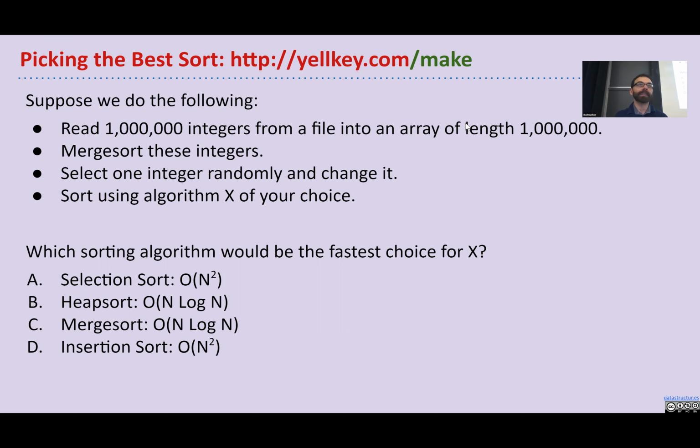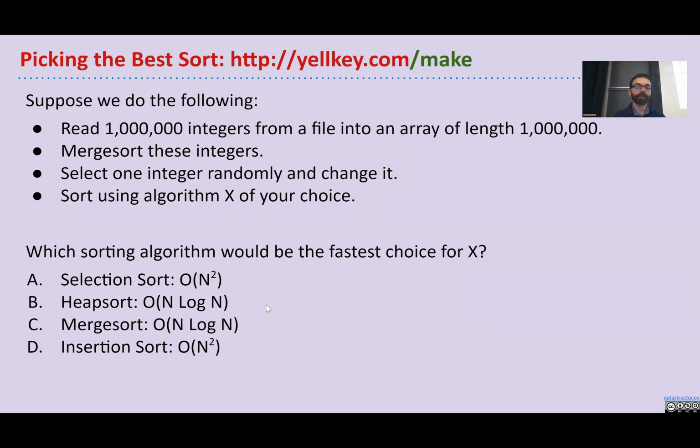Suppose we then merge sort the integers. So they're all in order now. We've cut the array in half, all the magic happens, takes n log n time. And then let's say we select one integer randomly and change it to some other value. Like you just pick one in the middle and you change it to 1 billion or 6 or -32. And now I get to sort using algorithm X of your choice.